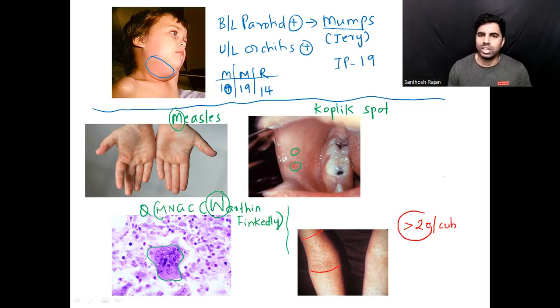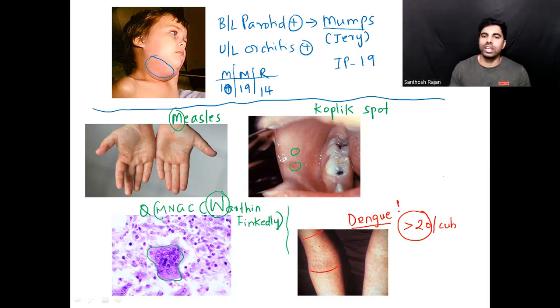per cubic inch, you know, more than 20, if you have a positive test, which disease is that? That's dengue. That's dengue hemorrhagic fever. This question was also asked. Okay, so that is called the tourniquet test. When you tie the tourniquet and leave it, and if you have rashes more than 20 per square inch, then that would be dengue fever.